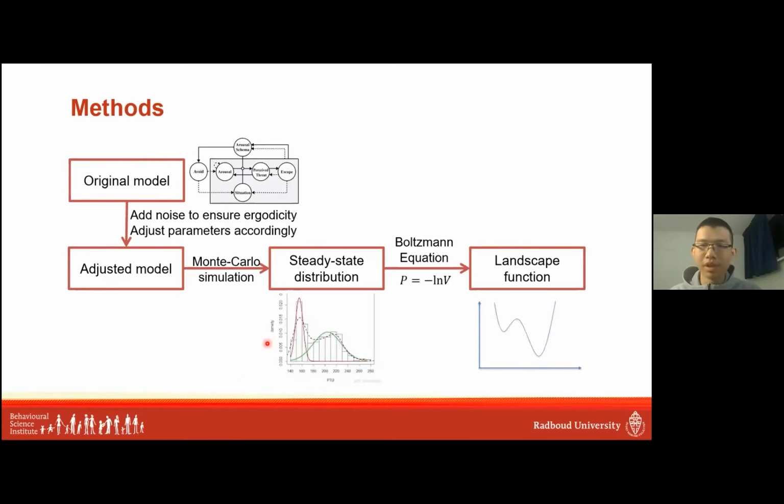So what we did is to apply this idea to our psychological system. Here is the basic workflow. First, we adjust the original model a little bit to make it more suitable for the following calculation. Then, because analytically solving the steady-state distribution is too difficult for our example system, we use a numeric way, which is Monte Carlo simulation, to do this. Finally, after getting an estimation of the steady-state distribution, we obtain the landscape based on this equation.